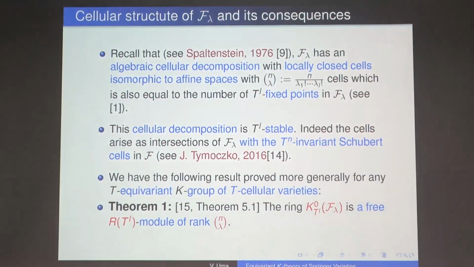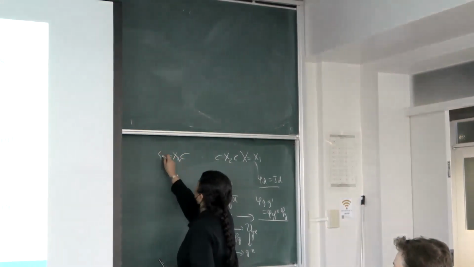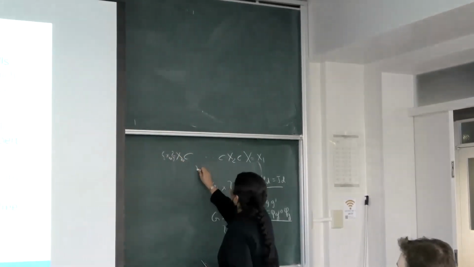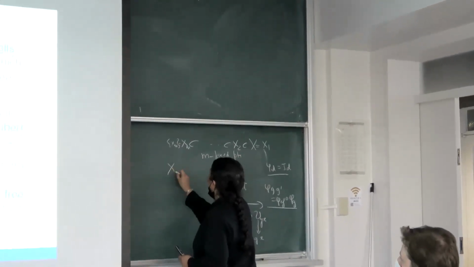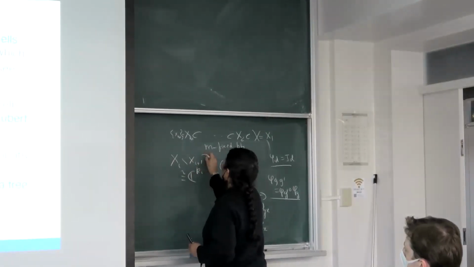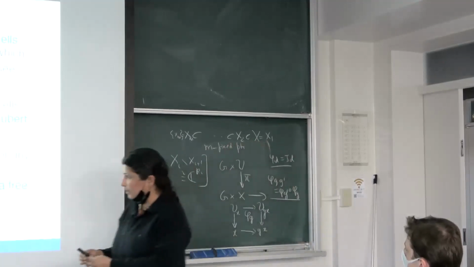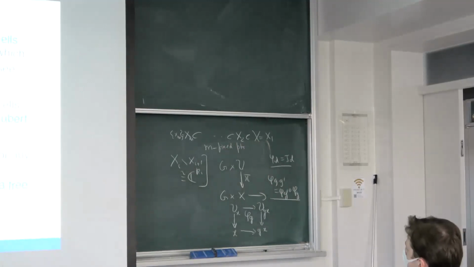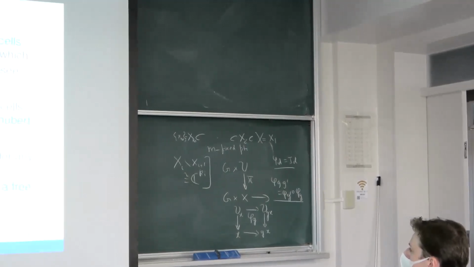So X is X1, and we have X2, up to XM, where we can stop with a fixed point. There are M fixed points, and every time we are taking Xi minus Xi plus 1, it is some affine space. So there is such a paving. More generally we prove it, but in the particular case of the Springer variety, this will be a free RTL module of rank n choose lambda.